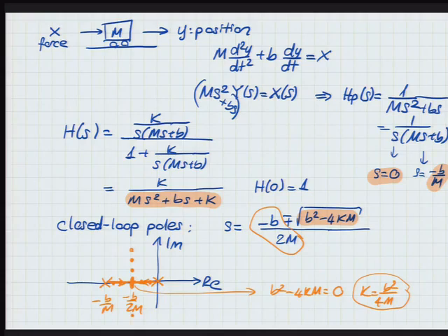So the poles met in the middle, and then they break away. One goes up, the other goes down. So they move on this line. And if I increase k to infinity, they will go to infinity. The real part will stay the same, but the imaginary part will become larger and larger, right?